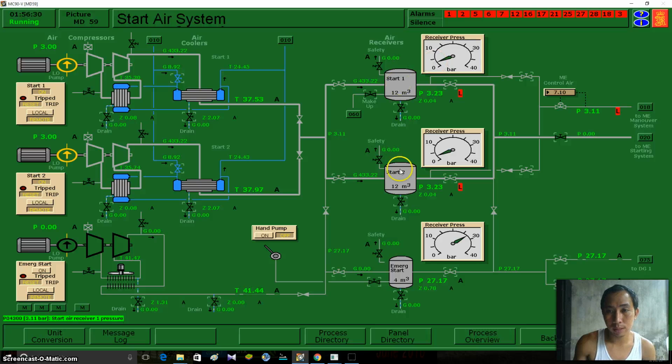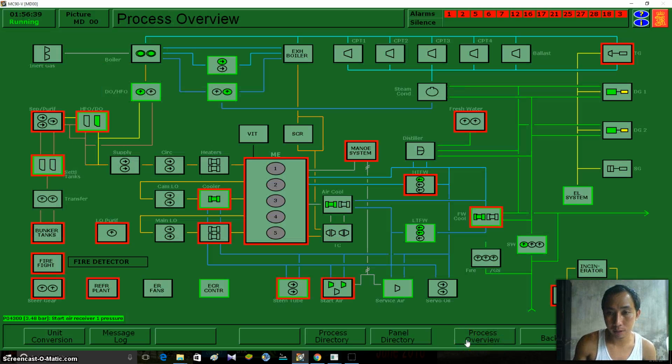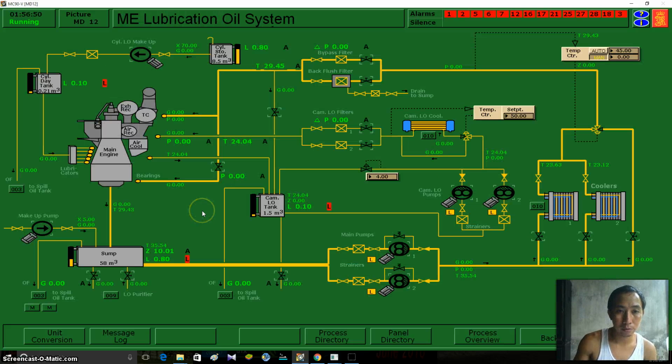So since we set it to automatic, it will automatically stop when it reaches the set pressure. So we're going again to the process. We're going to check our cooler. I think we're done here.